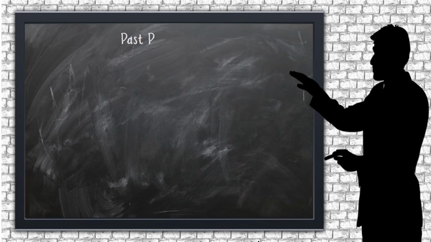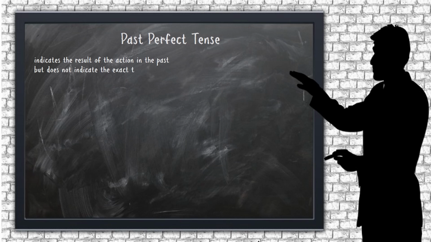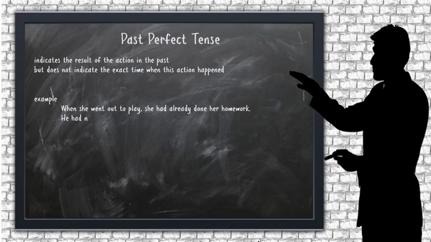Past perfect tense indicates that an action was completed, finished, or perfected at some point in the past before something else happened. Example: when she went out to play, she had already done her homework. He had not been to Brazil since he got married. This tense is formed with the past tense of the verb to have and the past participle of the main verb of the sentence.